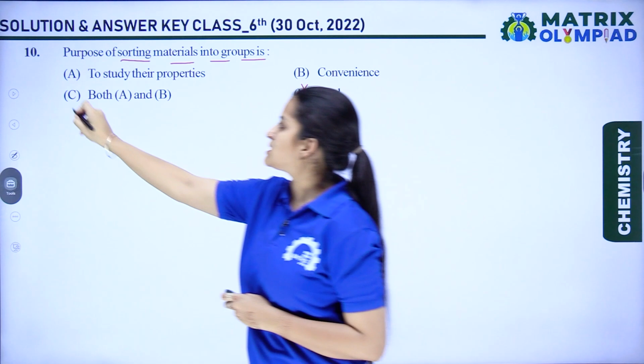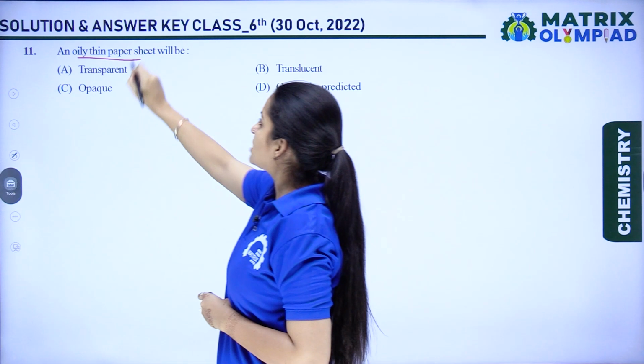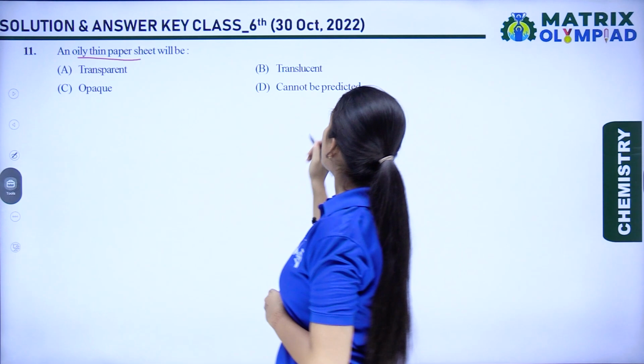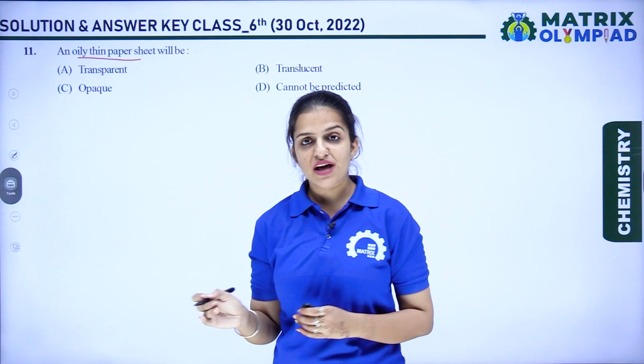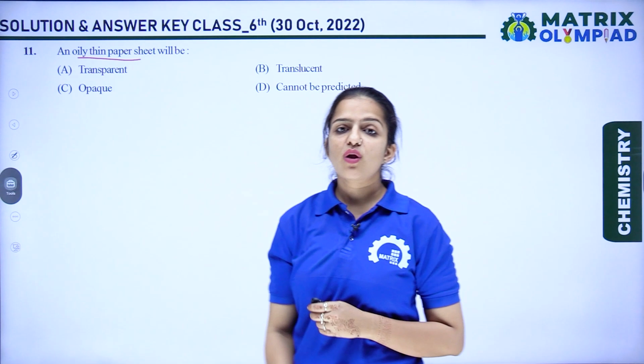Now the next question is, an oily thin paper sheet will be option A, transparent. Option B, translucent. Option C, opaque. And option D, cannot be predicted. Transparent are the materials which completely pass the light, and translucent are the materials which partially pass the light, whereas opaque are the materials which do not pass the light. So an oily thin paper is an example of translucent material. Option B is correct here.